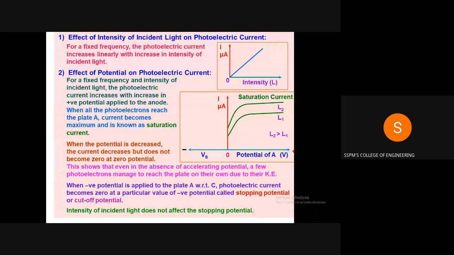Second aspect, that is the minimum amount of energy required to be provided to an electron to pull it out of the metal surface is called the work function of the metal and is denoted by phi 0.